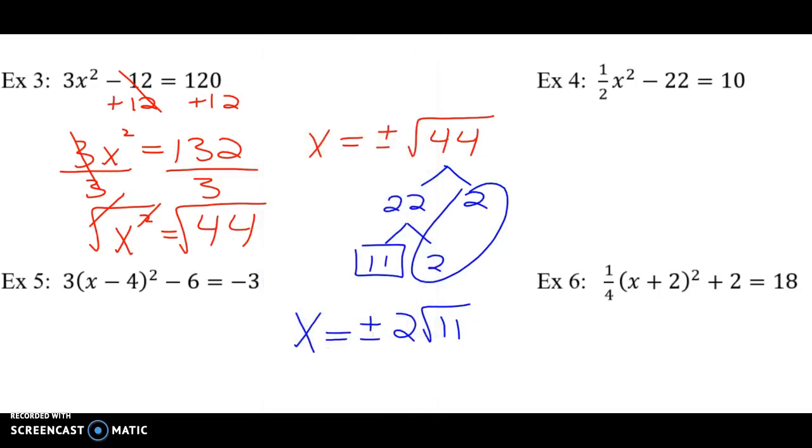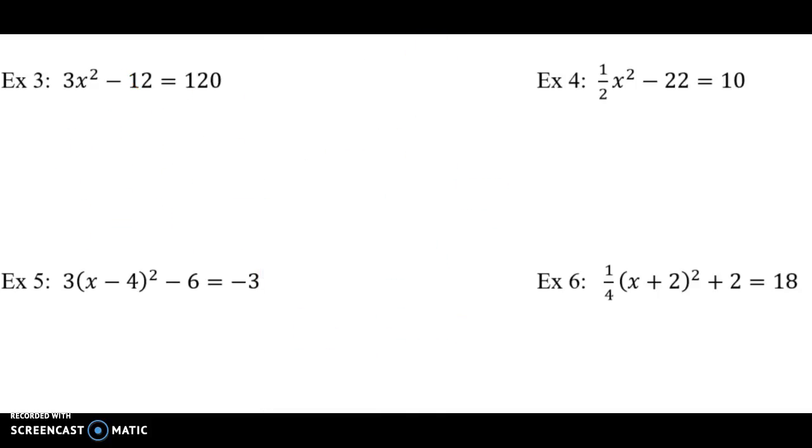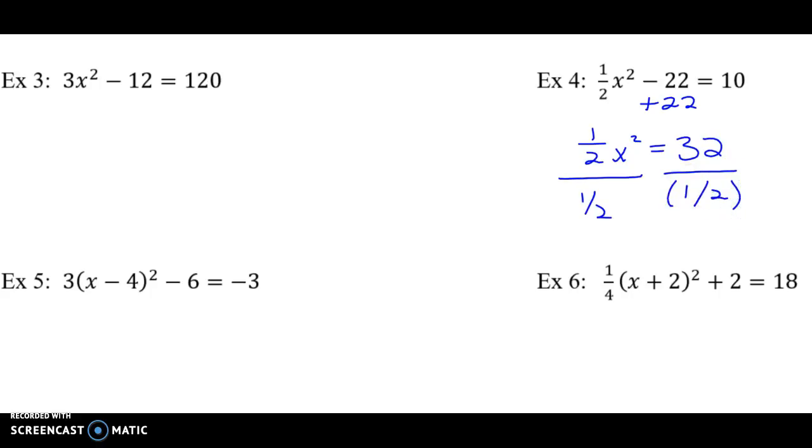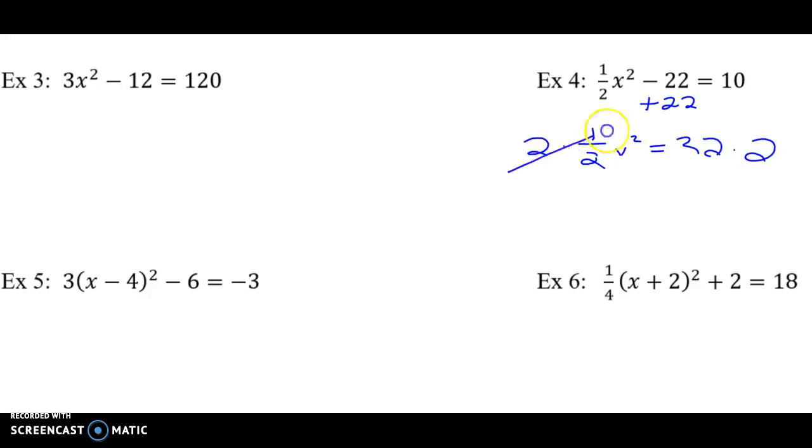Okay? Do example 4 on your own real quick. So first we would add 22 over, which gives us 32. How do I get rid of a 1/2? Multiply. Double it. There's two ways. You can divide by 1/2, and you can do that in your calculator. You just type it in like this. So 32 divided by 1/2. Or you can think of it the other way. How many halves does it take to make a whole? 2. So if you just multiply both sides by 2, 2 times 1/2 cancels out. We get x squared equals 64.